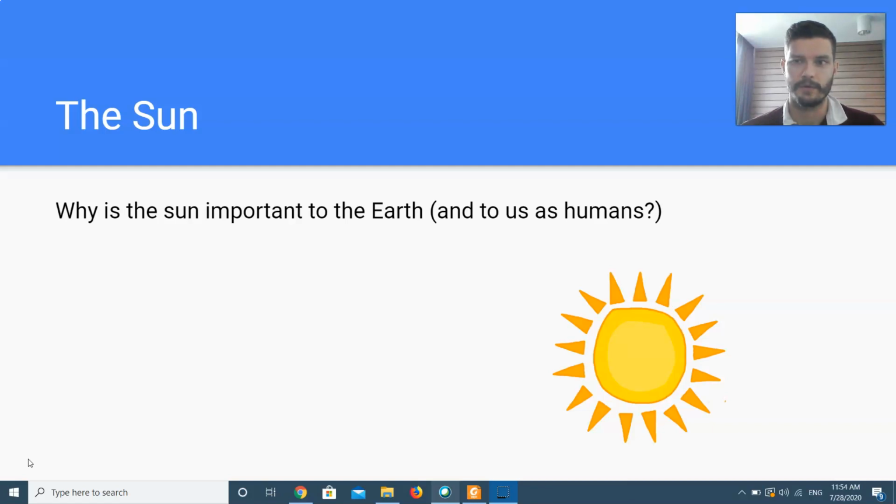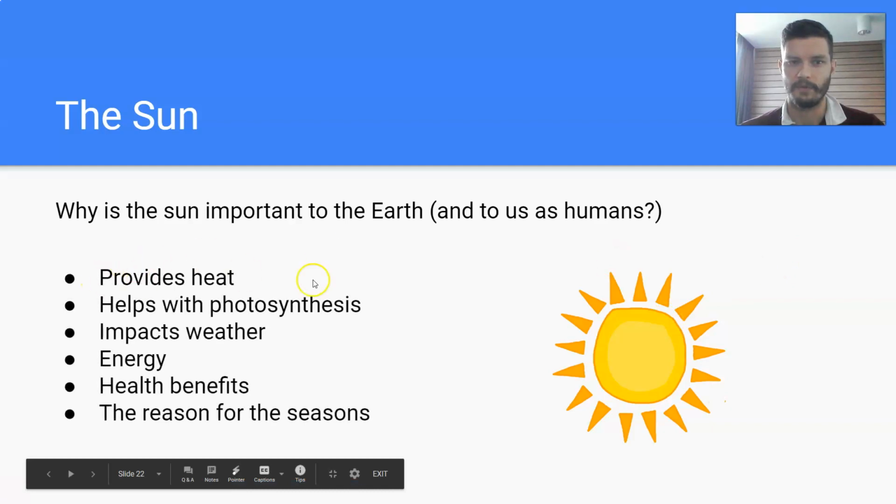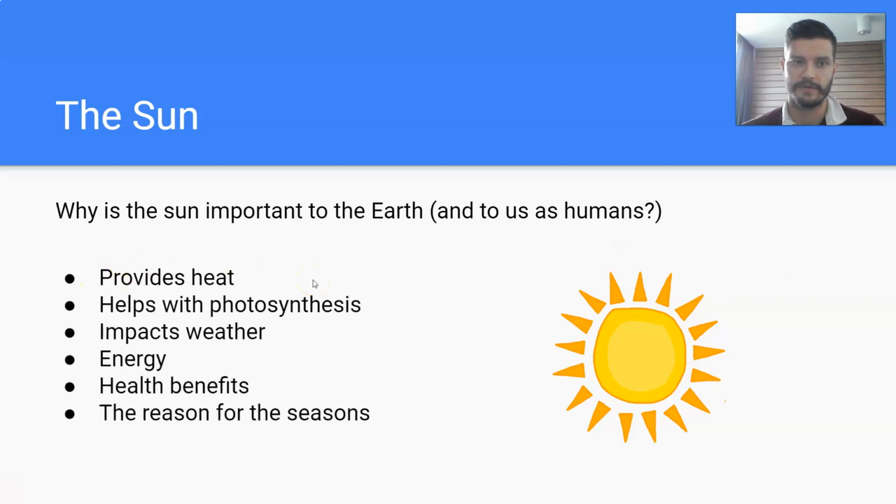Alright, so hopefully you've paused the video and you've written down some answers. Well, here are my answers. The sun provides heat, of course. It helps plants with photosynthesis. It impacts the weather. It provides energy for all life on Earth. It provides us with health benefits.